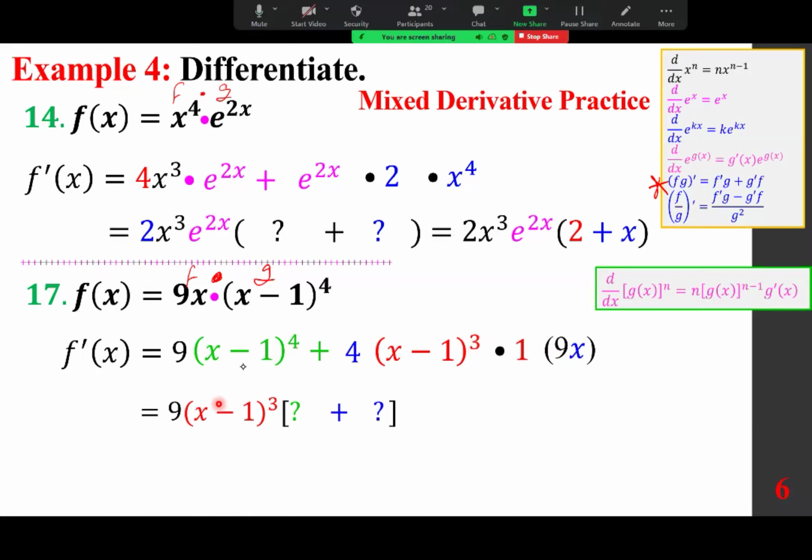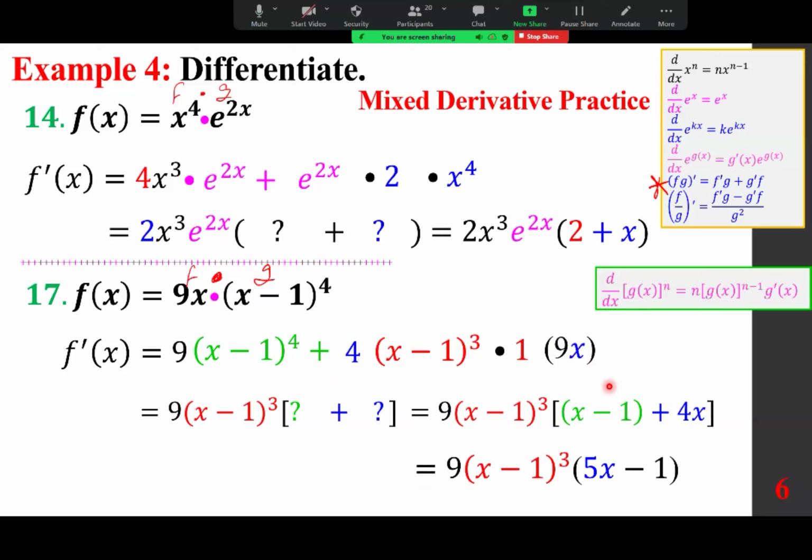When we divide this one by this one, it just gives us x minus 1. When we divide this one by this one, it gives us 4x. We're done. All we have to do is simplify the brackets. X and 4x add up to 5x. So 9, x minus 1 cubed, 5x minus 1. And that's the final answer, everybody.